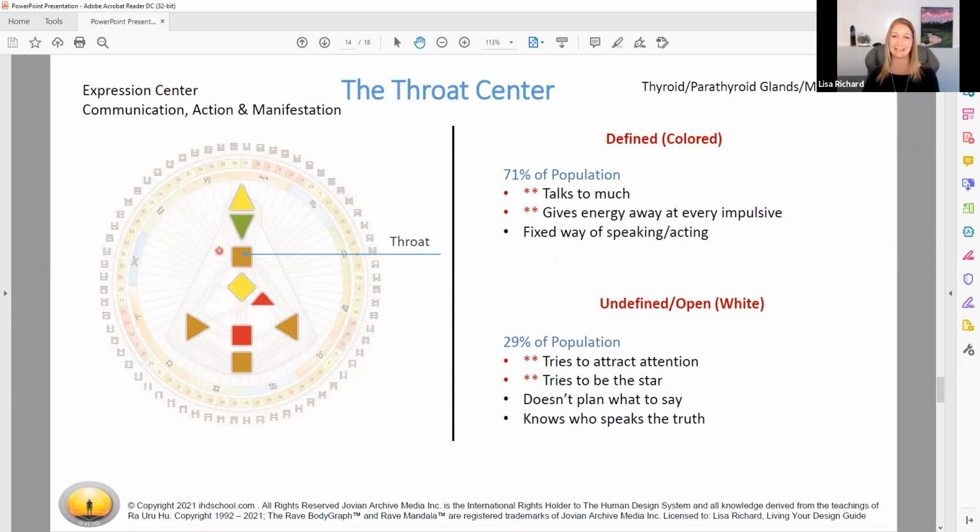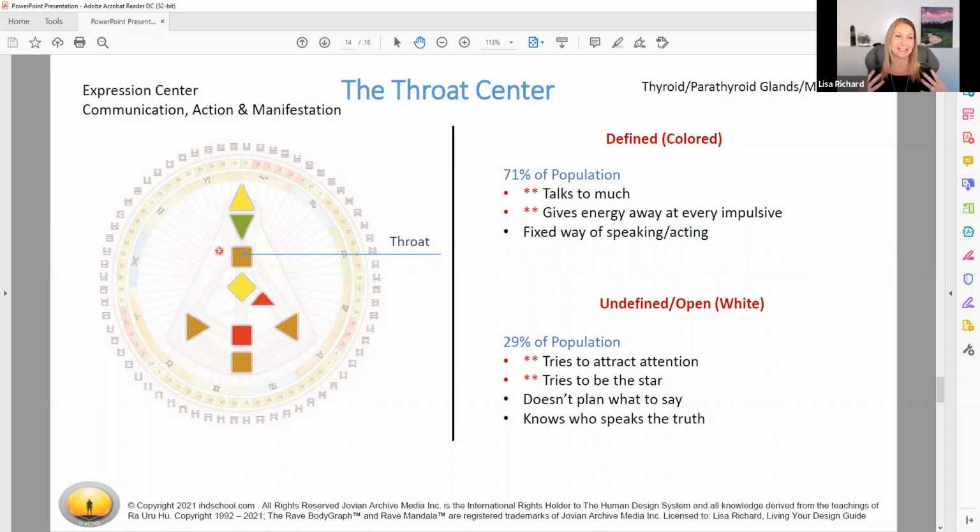There's also that tendency in that not self stage to give that energy away at every impulse. So this can sometimes be the people pleaser. Somebody's asking you to do something and you're like, yeah, I can do that, I can do that, I can do that. You're all over the place. And or you're starting lots of different projects, but you're finishing none of them.